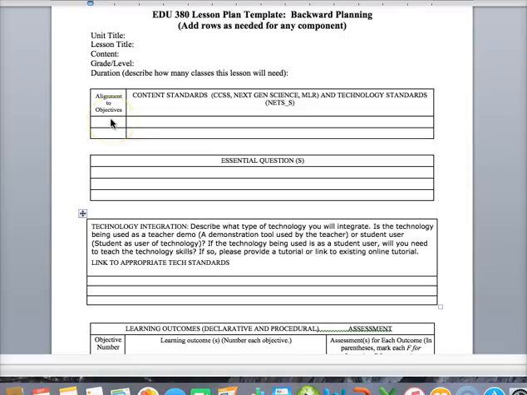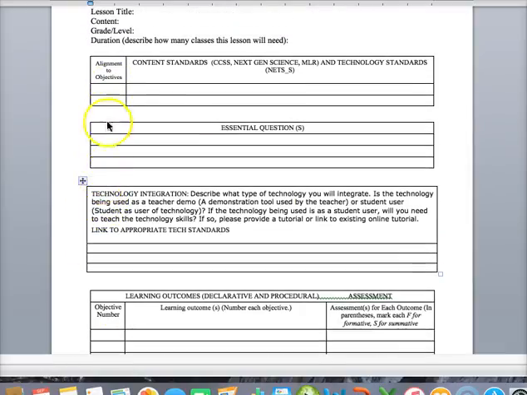So if you have two objectives down here, you're going to have objective 1 and objective 2, and then that's going to line up with the Common Core State Standard, Next Gen, or Maine Learning Results Standard, okay, that's being addressed. And you can use your unit plan to help you with this, because you don't want to have any standards in here that aren't part of your unit plan.